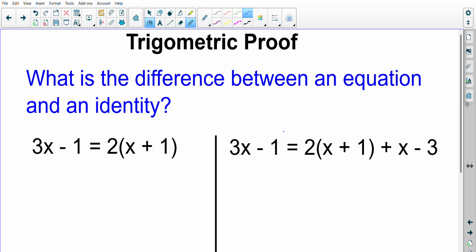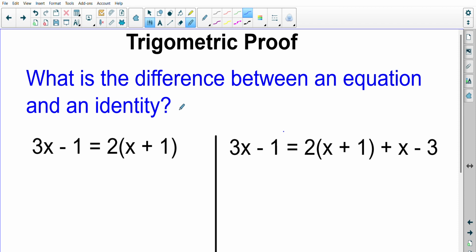Okay, the last thing we're going to look at in this chapter is trigonometric proof. And the first thing we need to look at is the difference between an equation and an identity. We've been using equations, we've been using identities, but what is the actual difference?